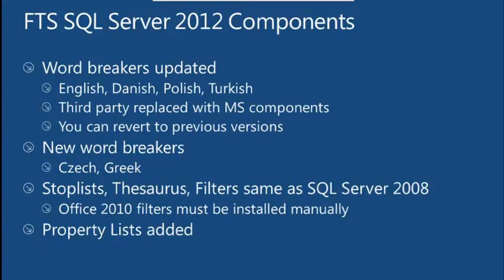One of the things that the English word breaker does now that it didn't used to do is it can tell that an email address really is an email address, right? bob@foo.com actually shows up as one word that you can search on rather than bob and foo and com, which is, I think, a good idea.